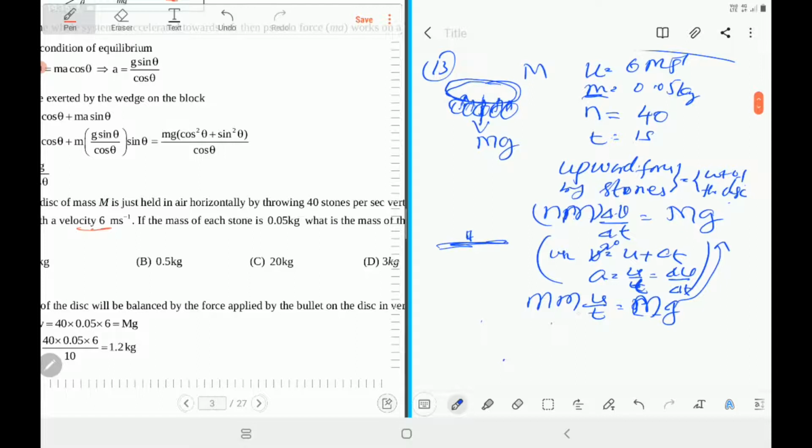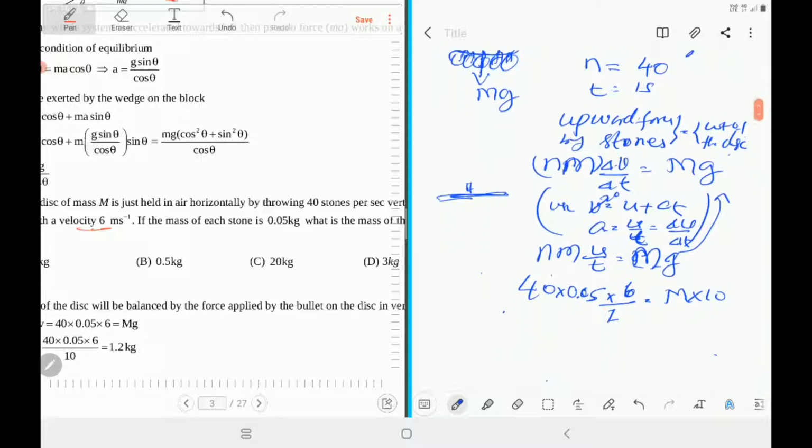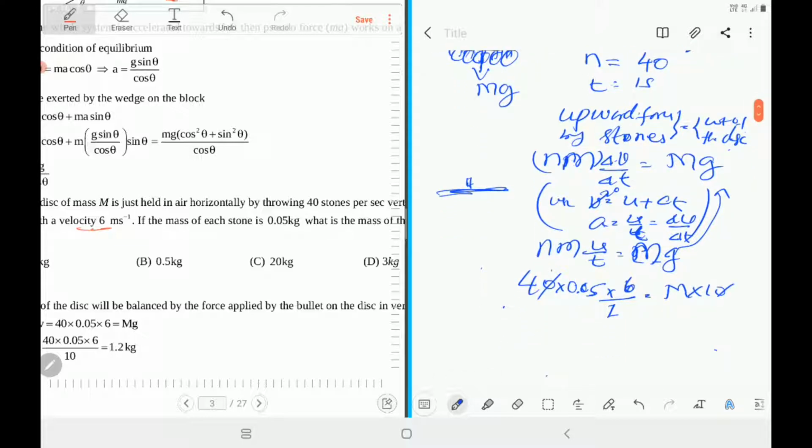Now you can solve. The number of particles striking is 40, the mass of each one is 0.05, into velocity 6 meter per second, time is 1 second. Mass you have to find, g is 10. It's very simple. The zeros cancel. Therefore, 4 fives are 20, 6 twos are 12, so 1.2 m. So m is 1.2 kg.